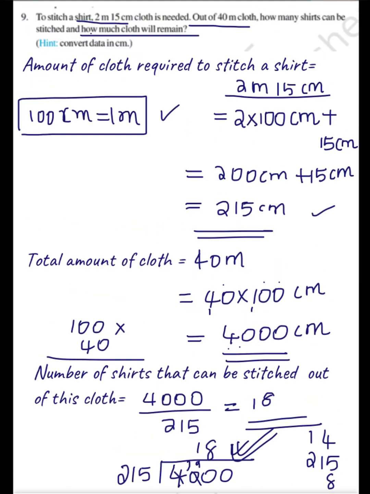Now let's see the 10th question. Medicine is packed in boxes, each weighing 4 kilogram 500 gram. How many such boxes can be loaded in a van which cannot carry beyond 800 kg? Let's write the information given in the question. A medicine is packed in boxes, each weighing 4 kg 500 gram. That means weight of each box is given. So let's write it. Weight of each box is equal to 4 kg 500 gram.